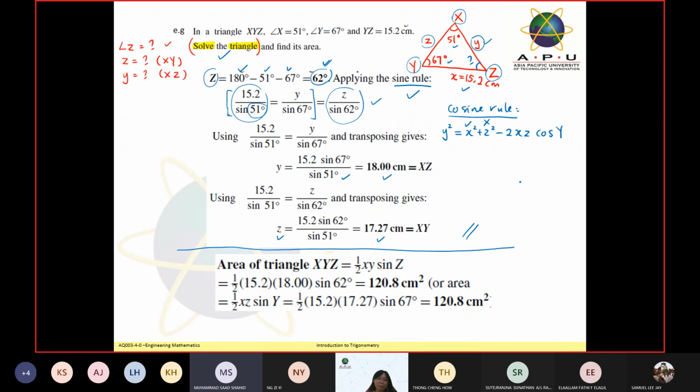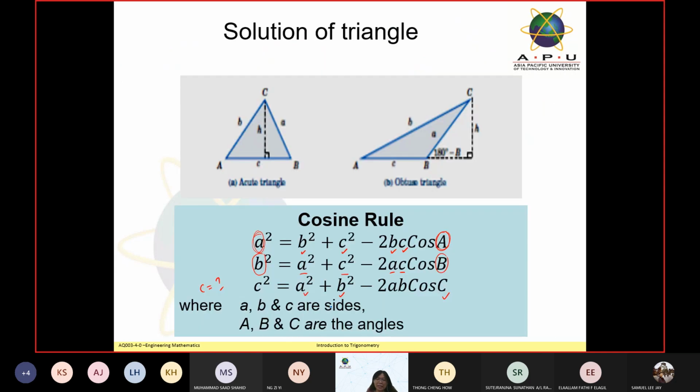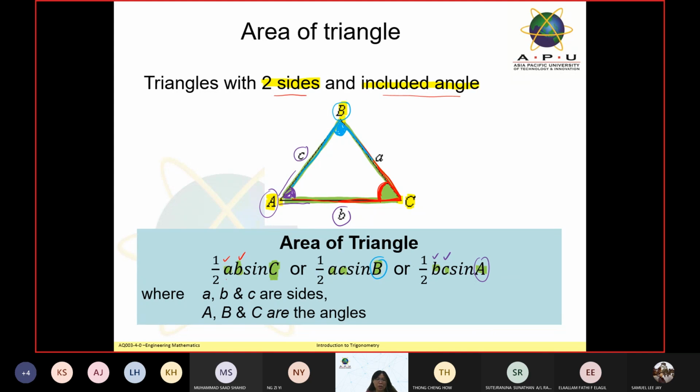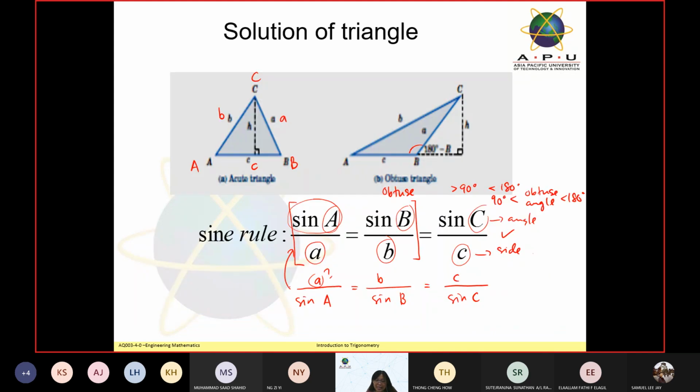Now, for this case, we can't use the cosine rule, so let's move on to the area. The question also asks you to find the area. For the area of the triangle, can you see this one? We can't use the formula half times base times height, because we don't have the height. So we have to use this formula, 1 over 2 ab sine C.